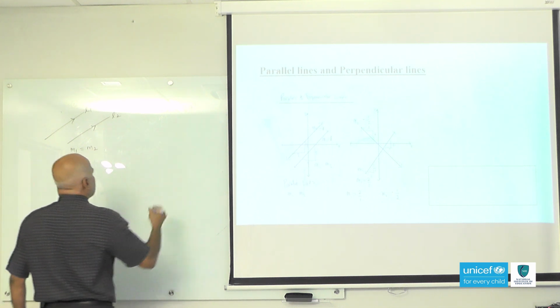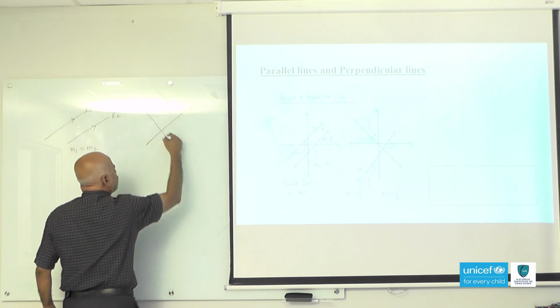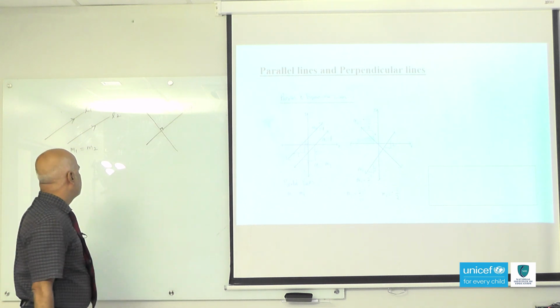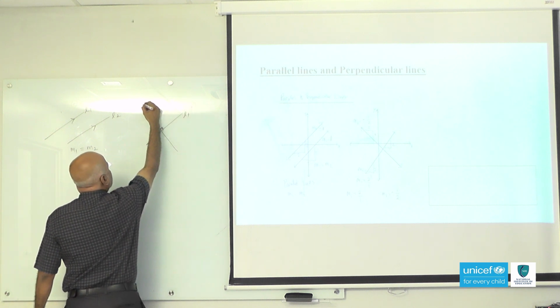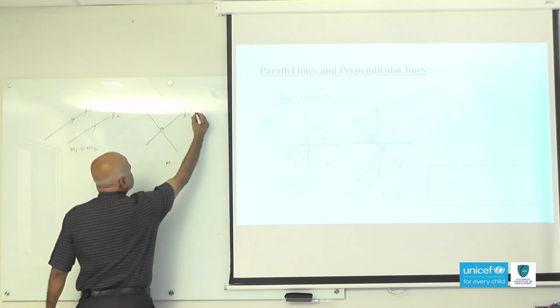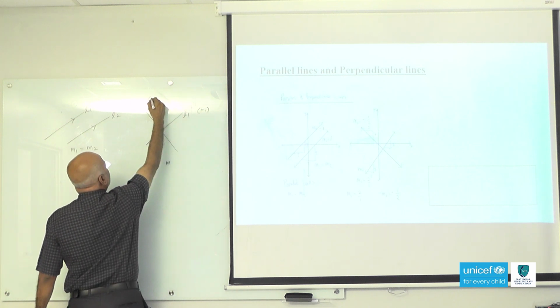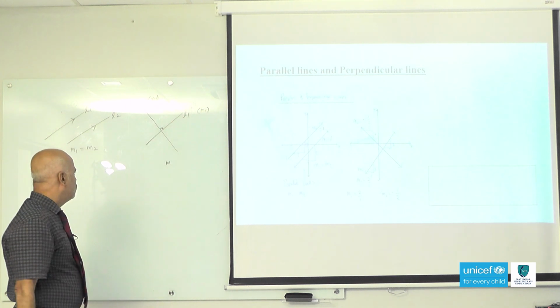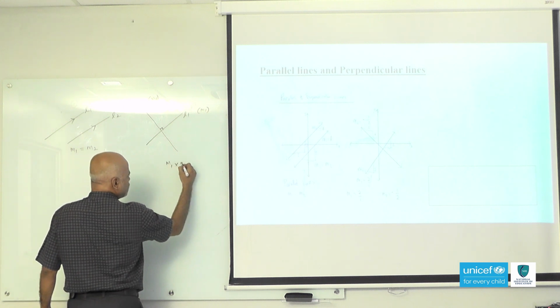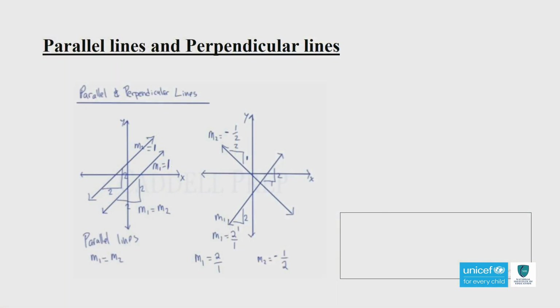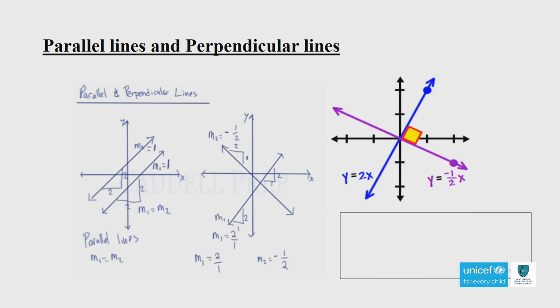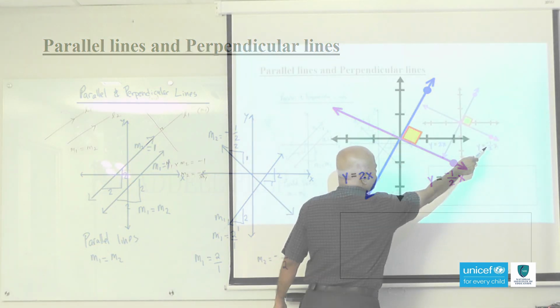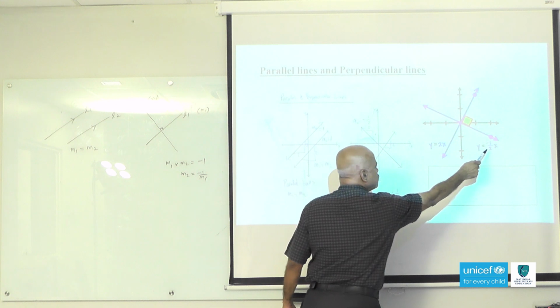The next, perpendicular lines. The angle is 90 degrees here, L1 and L2. M1 is the gradient of L1 and M2 is the gradient of L2. Then the product of the gradients is -1. In other words, M2 is equal to -1 by M1. That is the gradient of the second line. Here is an example. You could see here the gradient is 2, here the gradient is minus one half. You multiply these two, you will get -1.